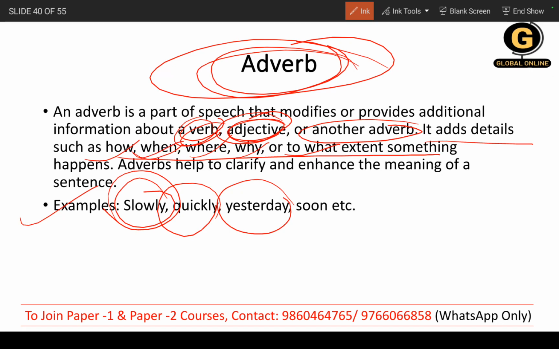And it also tells when it is going to happen. So we'll say, okay, yesterday it happened. Okay, so that is adverb: soon, etc.